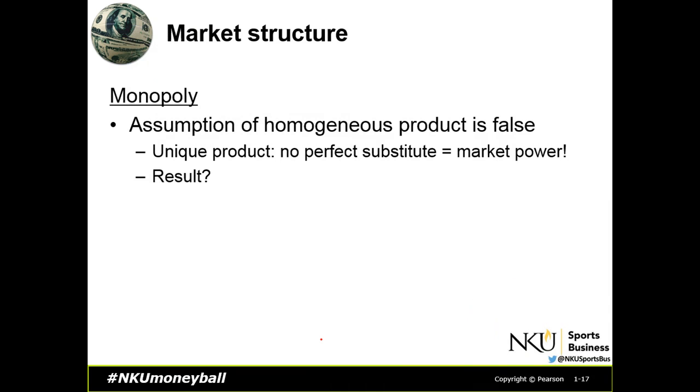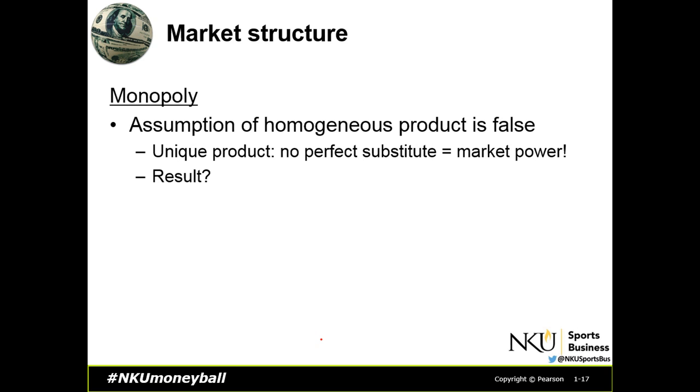So what about a monopoly? That's like the opposite of perfect competition. So in a monopoly situation, our assumption of there being homogeneous products sold by different producers is false. We only have one producer in a monopoly. It's a unique product. There's nobody else. There's no other substitute. And that gives the producer a lot of market power, right? Because as a consumer, I can't go anywhere else to buy this particular product.